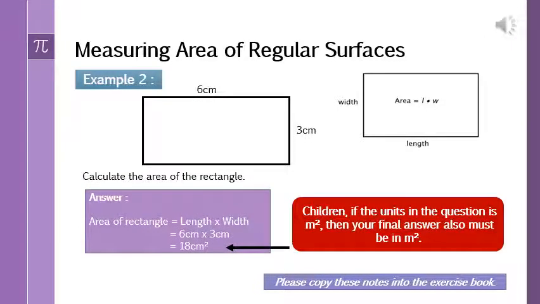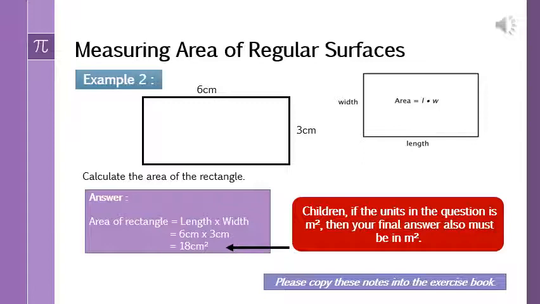Now, next example. Calculate the area of rectangle. The length is 6 centimeter. The width is 3 centimeter. So, how do we do the calculations?